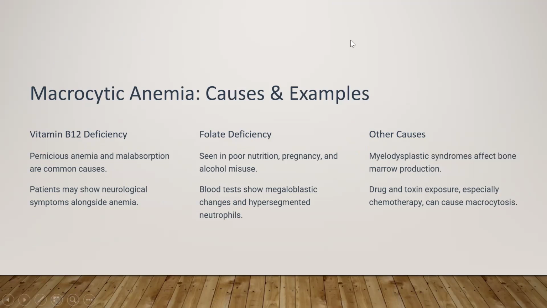So for macrocytic anemia, vitamin B12 deficiency occurs in pernicious anemia and malabsorptions. They are the common causes of vitamin B12 deficiency. Patients may show neurological symptoms alongside anemia because B12 affects our nervous system as well. Folate deficiency is seen in poor nutrition and pregnancy due to increased demand, as I said, and alcohol misuse. Blood tests show megaloblastic changes and hypersegmented neutrophils.